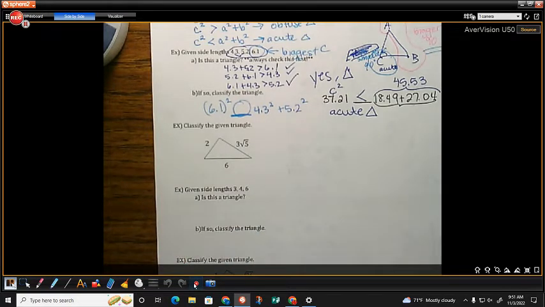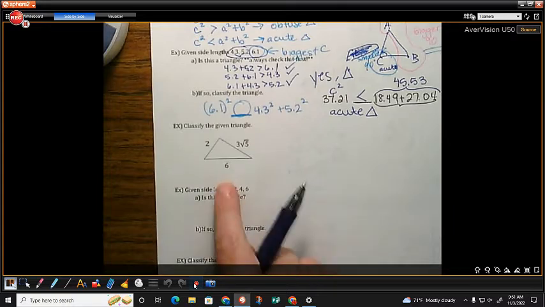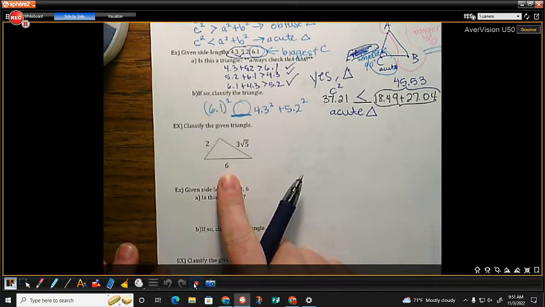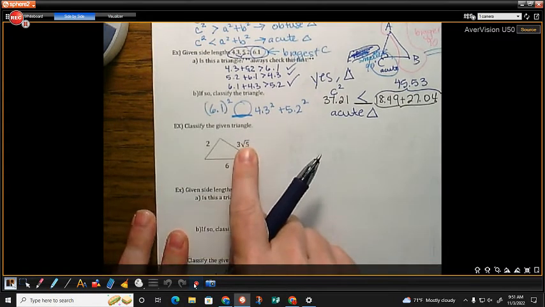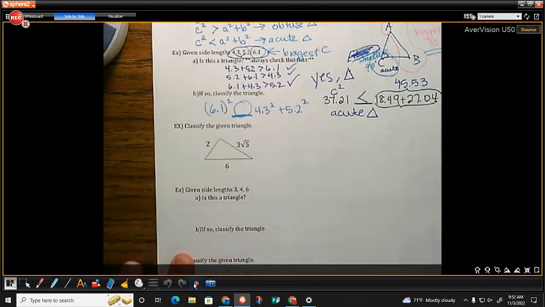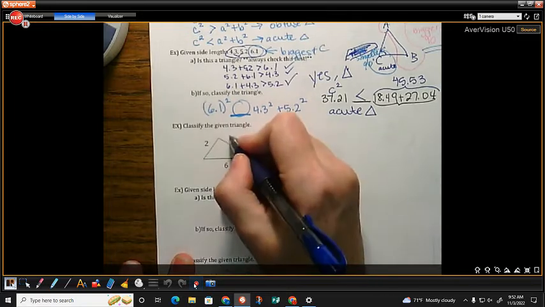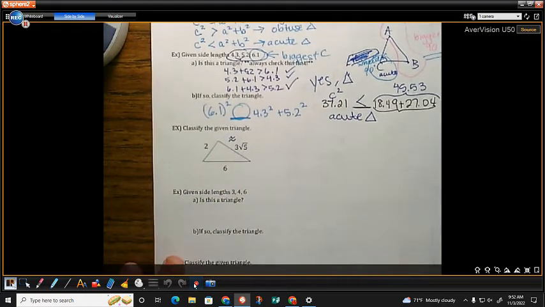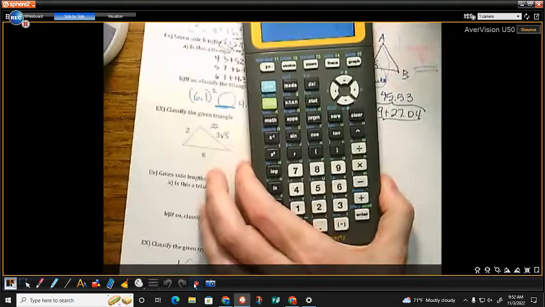3 times square root of 5. How many of you said 6 was C? Because it's not. Somebody put in your calculator, how big is 3 root 5? 6.7. Can you show how to do it on the calculator again? Okay, somebody hand me a calculator. Thanks.